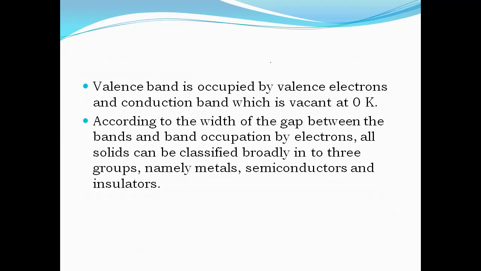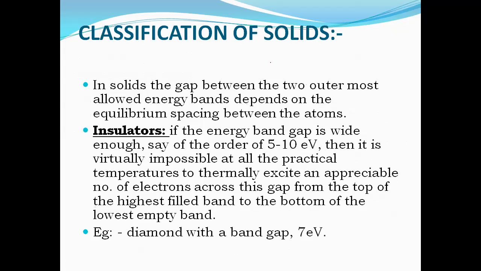According to the width of the gap between the valency band and conduction band occupation by electrons, all solids can be classified broadly into three categories, namely metals, semiconductors, and insulators. So in solids, the gap between the two outermost allowed energy bands depends on the equilibrium spacing between the atoms. First of all, let us see what are insulators.